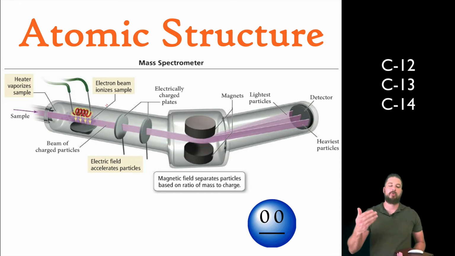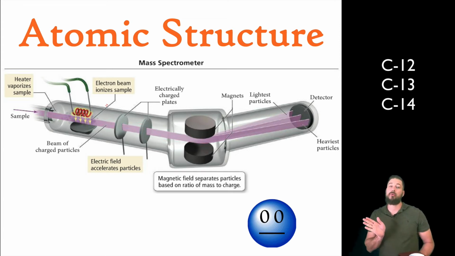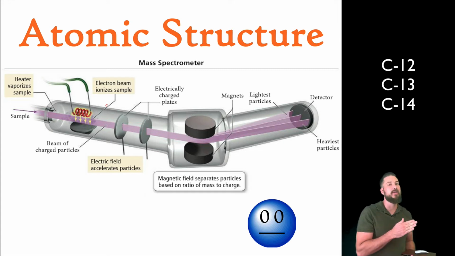But essentially what that does is it makes it a charged particle. When you ionize it, it becomes a charged particle. And as it shoots down, it'll pass through a magnet, and because it's a charged particle, the magnet causes it to bend.